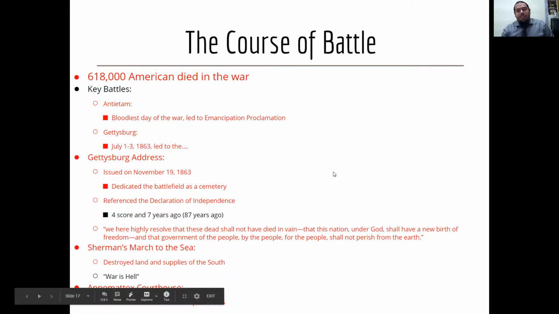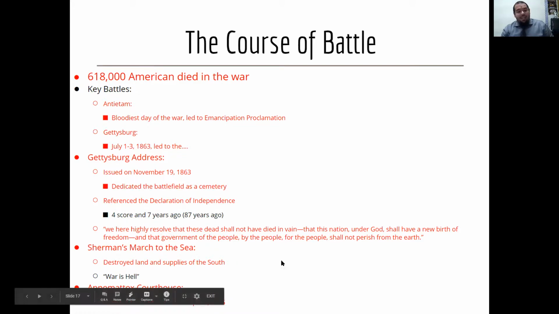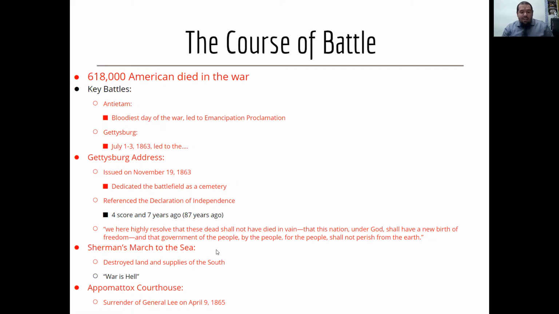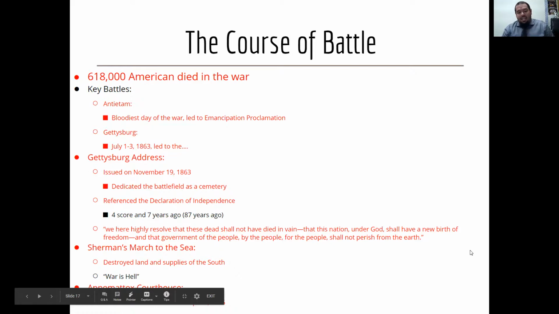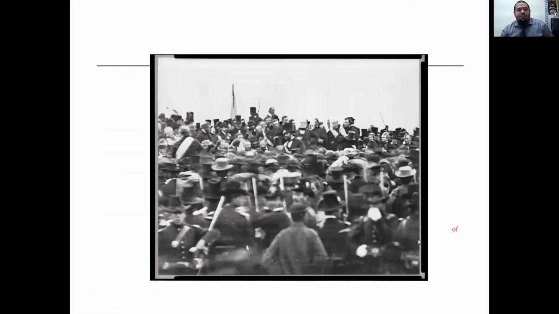He wasn't afraid to attack civilians, let alone soldiers, and the spoils of war come with pillaging towns and women. He's also known for saying war is hell. And the final battle, the Appomattox Courthouse, where General Lee surrendered to General Ulysses S. Grant on that day in 1865, April 9th, 1865. And that ended the Civil War.